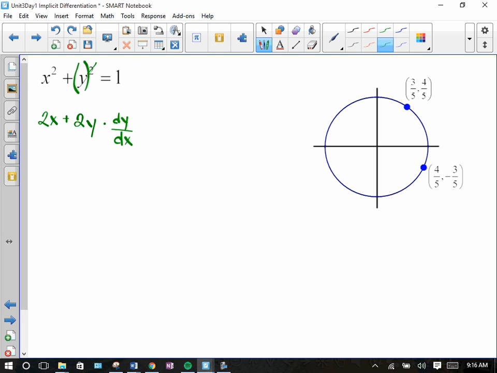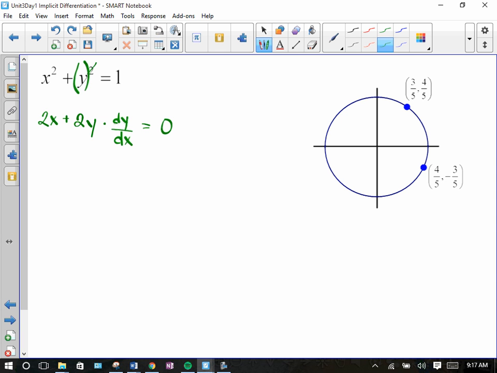So that's the derivative of this right here. Y squared, the derivative of that is 2y times dy dx. Now you have to take the derivative of one side, you have to take the derivative of the other side. So what's the derivative of the constant? 0.